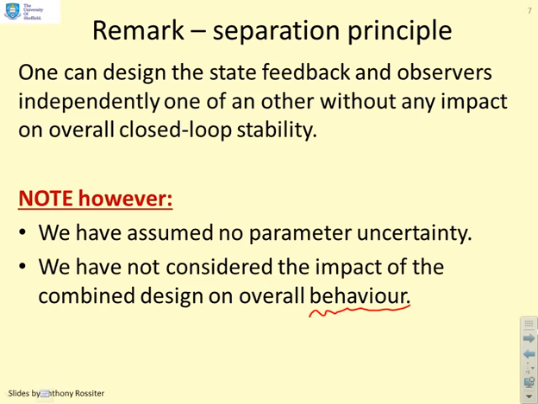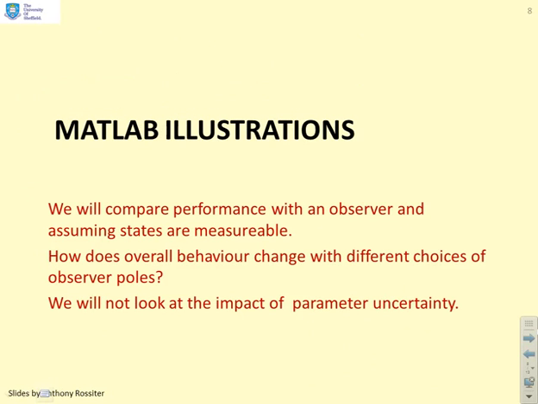We've said where the poles are, but there's more to behaviour than just the pole positions. So let's do some MATLAB illustrations. We're going to compare performance with an observer, assuming the states are measurable. So we're assuming that x is known, so we don't have to estimate it. We want to know how the overall behaviour changes with different choices of observer poles, because you can choose them. Do you want the observer poles to be fast or slow? And we're not going to consider parameter uncertainty.